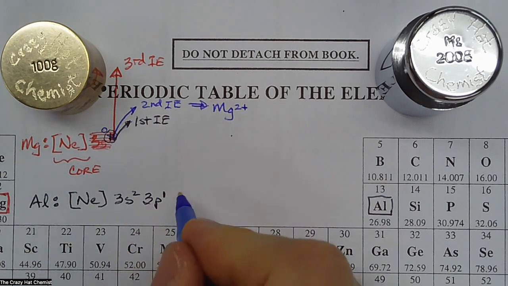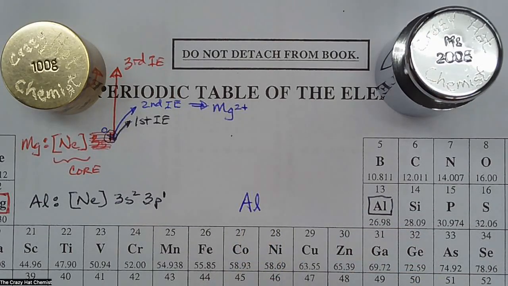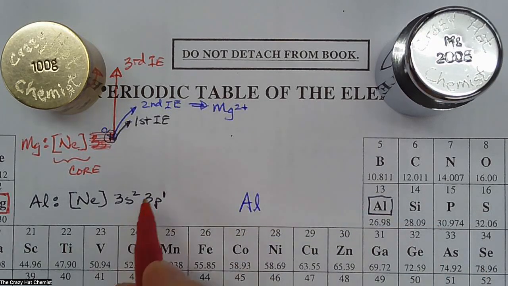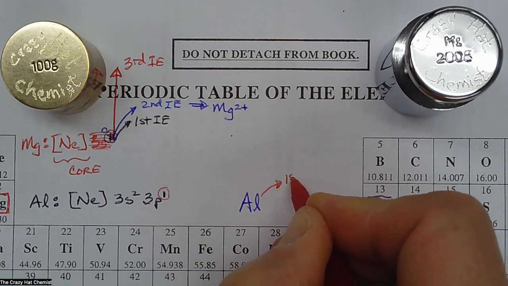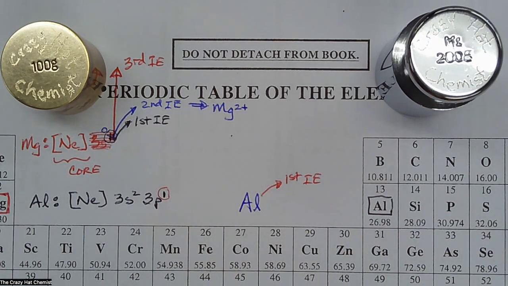So the first ionization energy for aluminum. So here's aluminum, the first ionization energy for aluminum. We are going to remove which electron? This one right here. So the first ionization energy for aluminum is right here, and that is a very low number. Why? It's a valence electron.